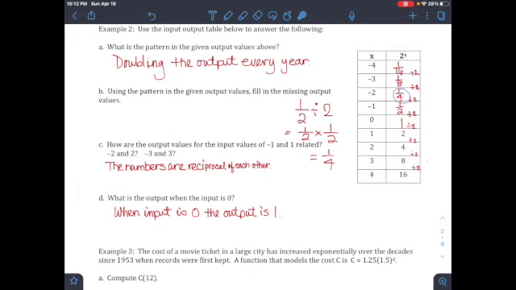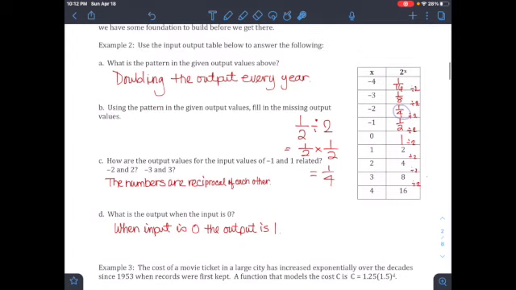That means it flips. And D, what is output when the input is 0? The input is 0 right here, and the output is 1. There's your question. That's example number 2.